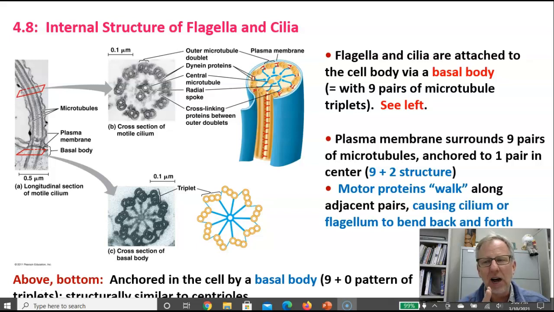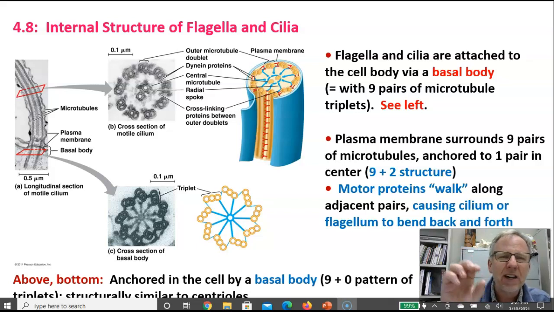And then extending up into the cilium or flagellum are 9 pairs of microtubules, and one pair in the very middle. That's called a 9+2 structure: 9 pairs around the outside, and then 2 more microtubules in the middle.